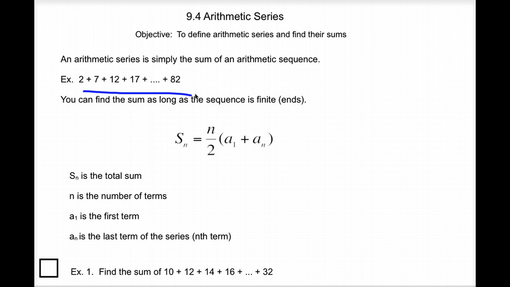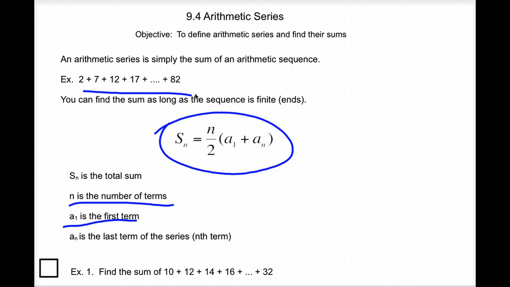We can find the sum of an arithmetic series using this formula right here. It's another one to add to our list of formulas that we need to know. Here I've got what n is. n is just however many terms you have. a1, of course, is the first term, and a sub n is the nth term, or the last term you're going to.